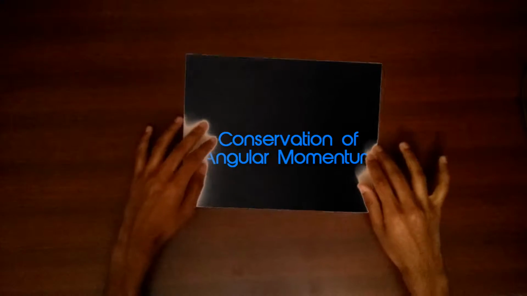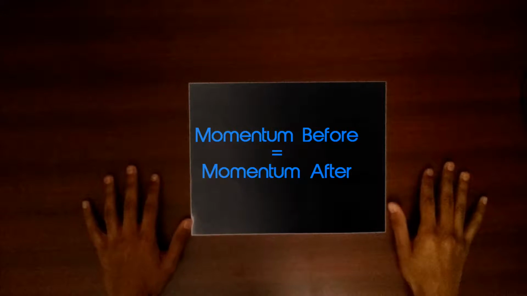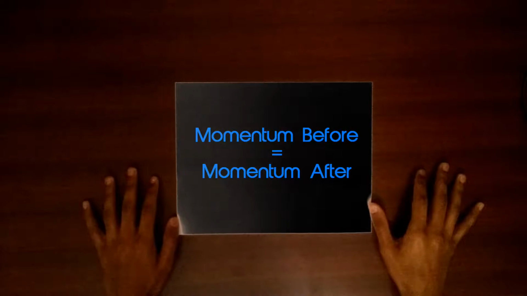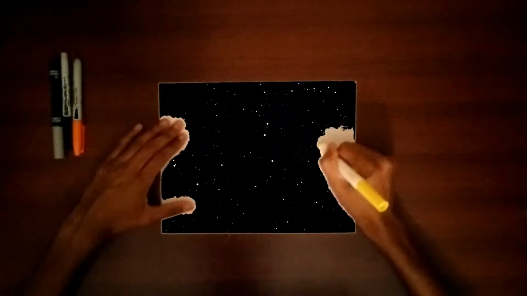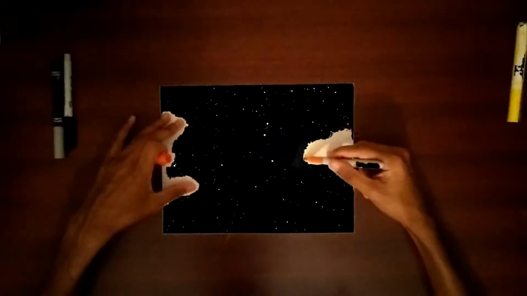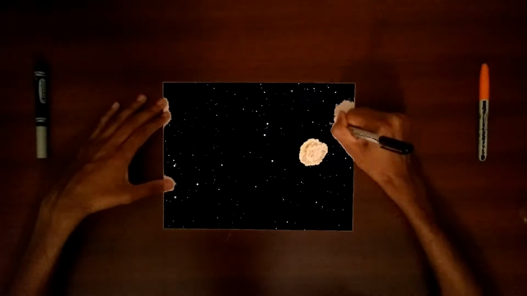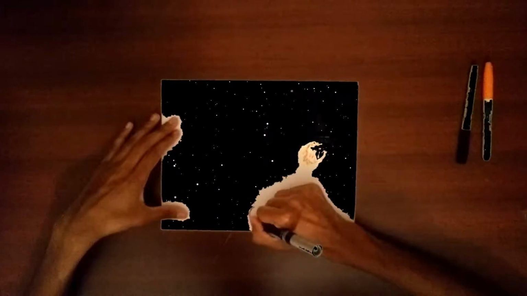The conservation of angular momentum is the same as the conservation of momentum. The momentum in a system will remain the same before and after, unless an external torque or force is applied on it. The conservation of angular momentum applies in space just as it does on Earth. Here we have the sun and an object following an elliptical path.